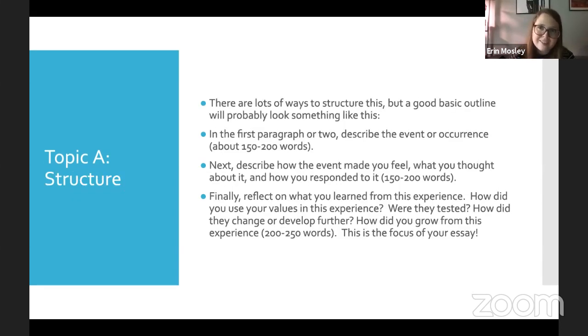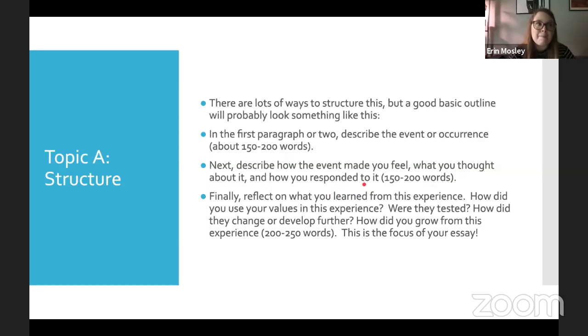So the structure. We've talked about good ways to brainstorm it. We've talked about kind of breaking down the prompt itself. Now, once you have your idea of what you want to write, this is a good basic outline to cover. So in your first paragraph or two, this is where you're going to describe the event or occurrence. So this is the story, the actual events that happened. The next paragraphs, you're going to want to discuss how you felt and how you responded to it.